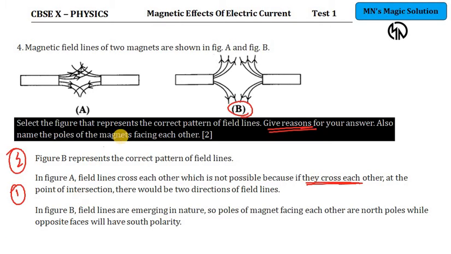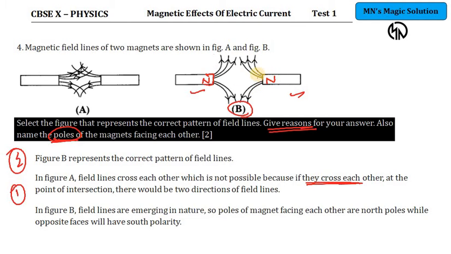Now the last part, they have asked you to name the poles of the magnets. You have to name the poles. Here, which one is north and which is south is not given in the bar magnet. So how will you name them? The field lines are emerging from this end. Correct? From which end are they going out? That should be the north. In the same way here as well, they are emerging out. So this should be the north.